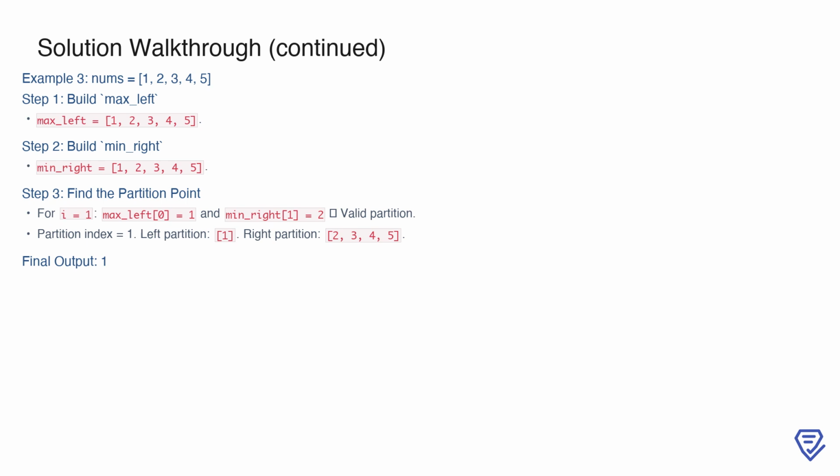To find the partition point, we check where the condition holds. For i equals 1, max_left[0] equals 1 is less than or equal to min_right[1] equals 2, so this is a valid partition. The left partition is 1, and the right partition is 2, 3, 4, 5. The size of the left partition is 1, so the output is 1.